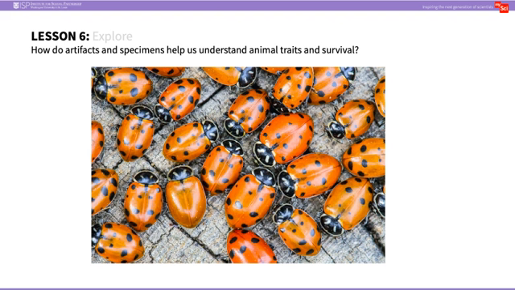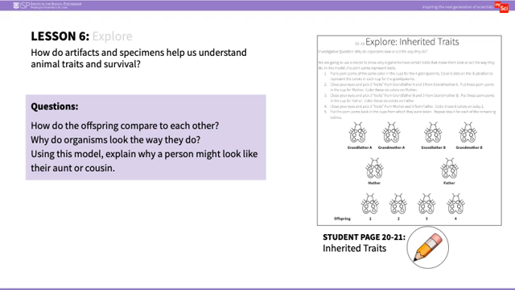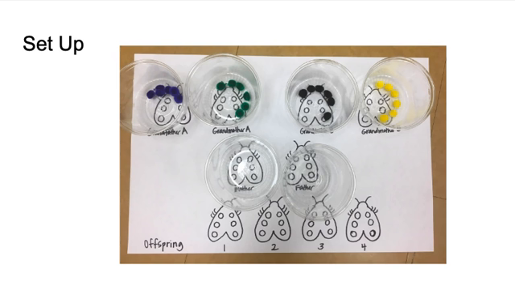In the Explore part of this lesson, you'll start by showing students this photograph. You'll ask, what are some of the similarities you see between this family of ladybugs, and what are some of the differences you observe? This image will segue students into an activity where they'll see how traits are passed on from parent to offspring. To set up this activity, you'll need the family tree, the clear cups, and the pom-poms.